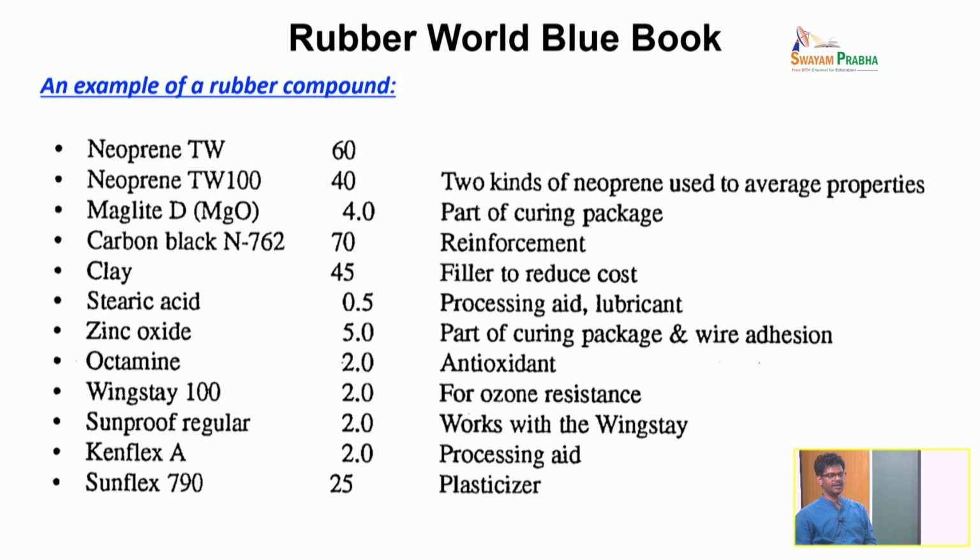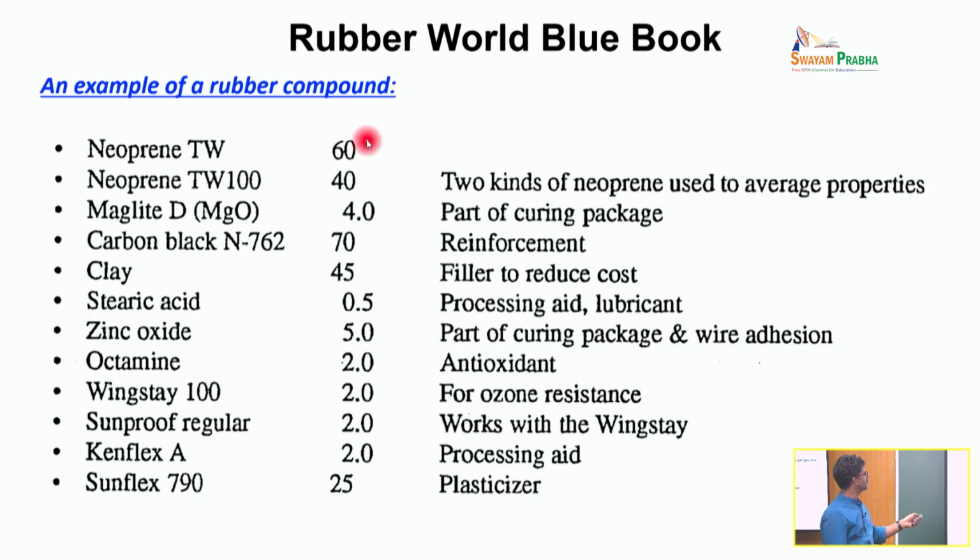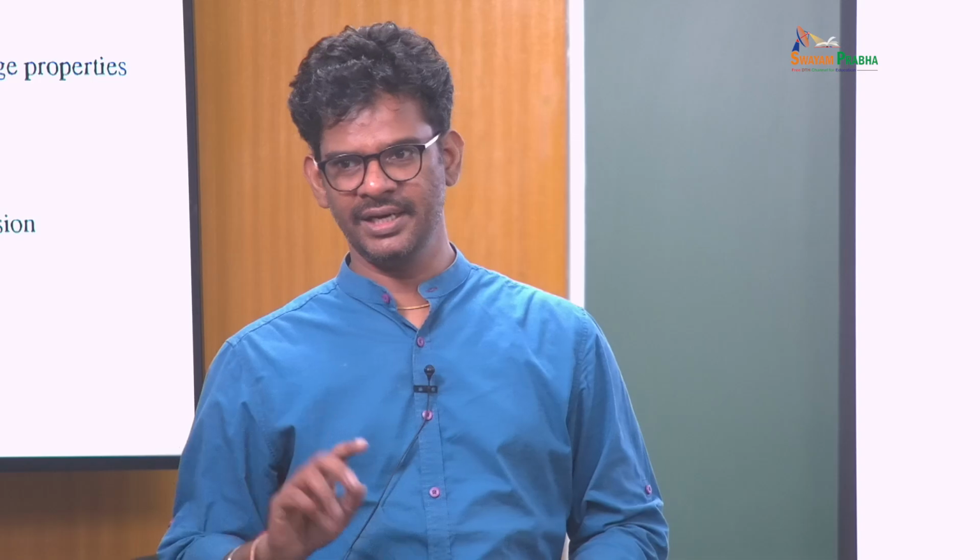You can see how many compounds go into it. It's not only rubber. There are so many additives, so many things added. Look at the first one, neoprene TW 100. These are two different grades of neoprene rubber, and they take a 60:40 ratio. It's a blend of two neoprene grade polymers.